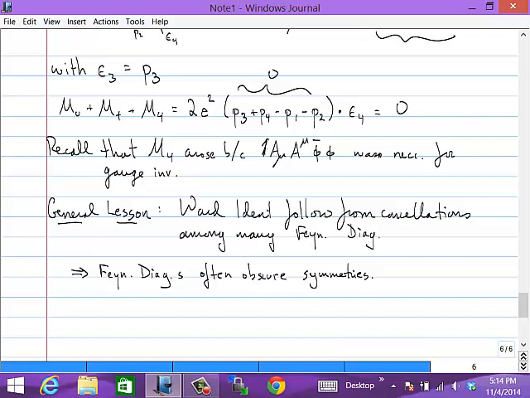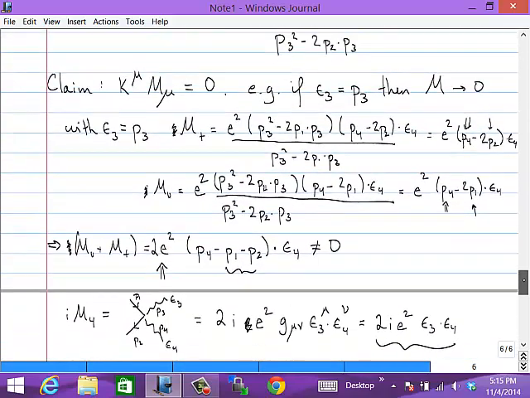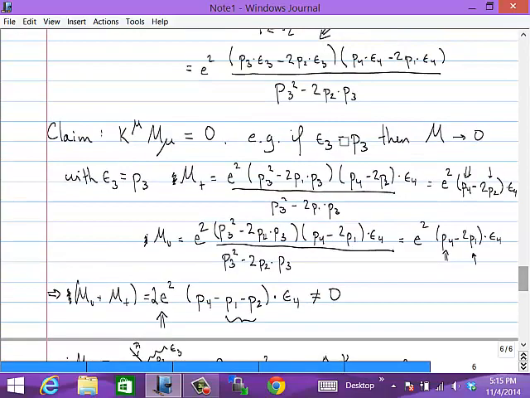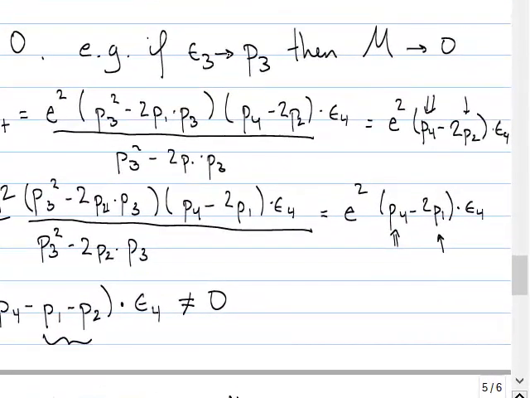Yes. I'm confused with the setting of the positive. Would you be happier if I said with epsilon 3 replaced by P3? Because what was the point of the Ward identity?